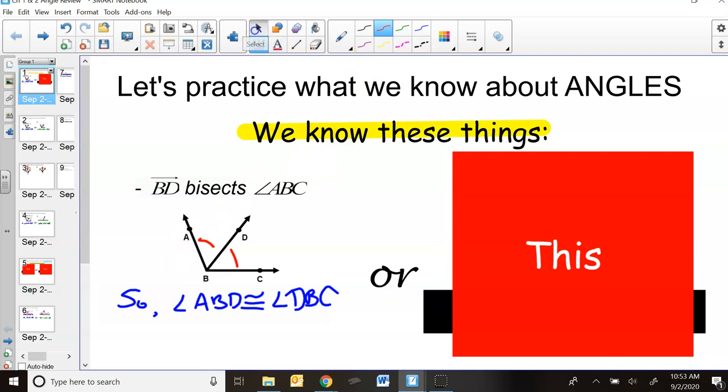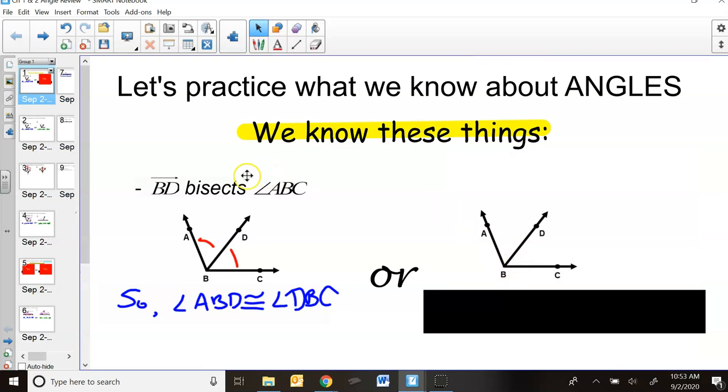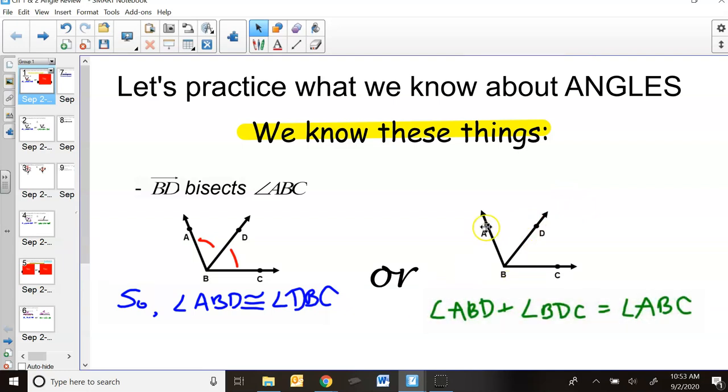We also know that, same picture, but they don't give me this information, okay? I know nothing other than these two angles are next to each other. So what I know is that angle ABD plus angle DBC must add up to angle ABC, whatever those numbers are, okay? So actually, this one is special.